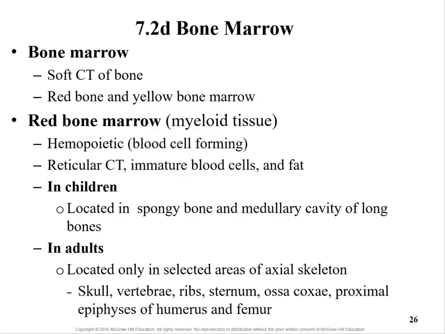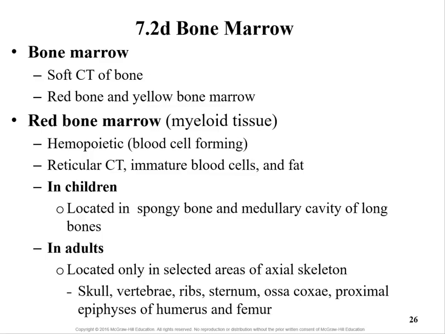Okay, so bone marrow is the soft connective tissue of bone. There's red bone marrow and yellow bone marrow. Red bone marrow is also called myeloid tissue. It's hematopoietic, which means it's blood cell forming. It is composed of reticular connective tissue, immature blood cells, and adipose.